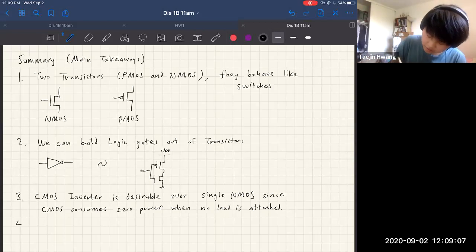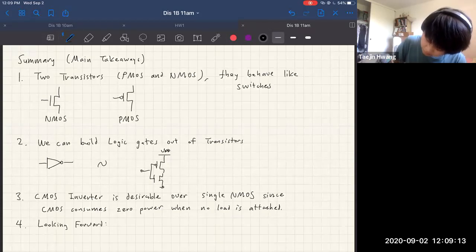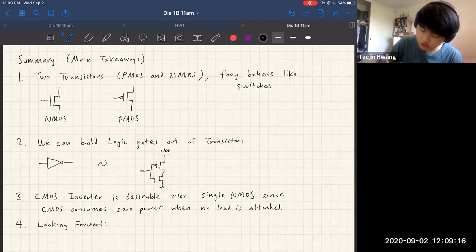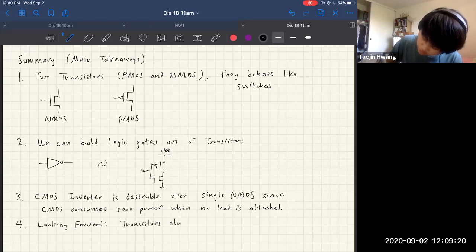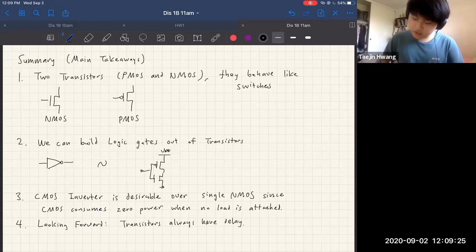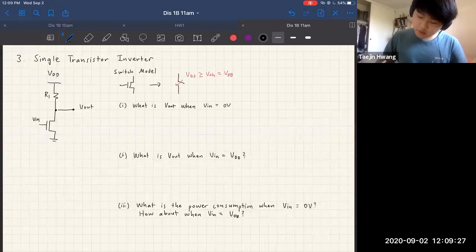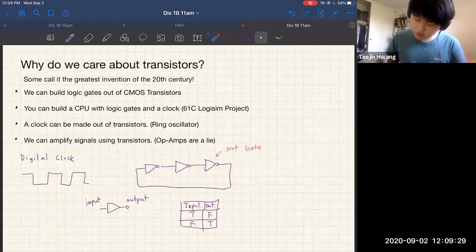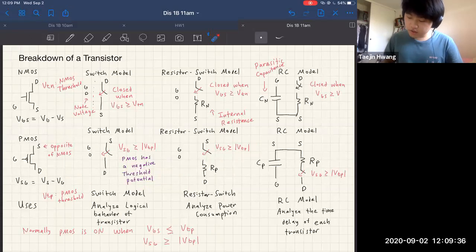And then lastly, looking forward to Tuesday's lecture and Wednesday's discussion: transistors always have delay. What I mean by this is, all the way back at the beginning, we talked about how when this ring oscillator switches from true to false, there will be some delay associated. And that's because of this parasitic capacitance here.